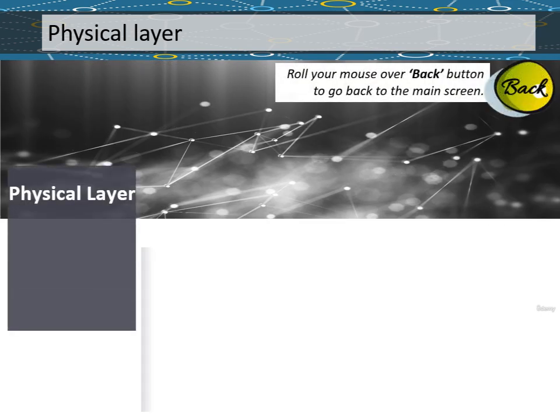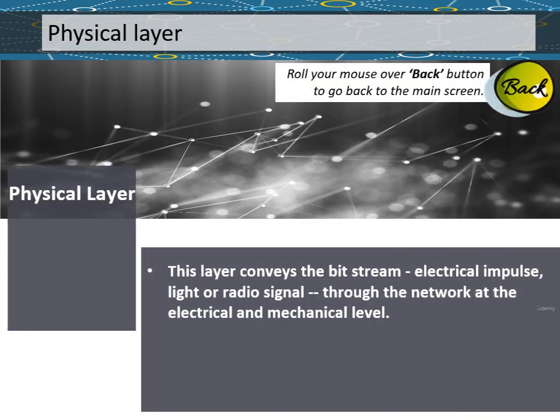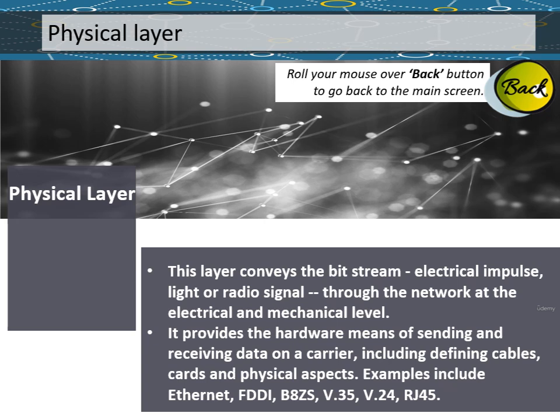Physical layer. This layer conveys the bit stream, electrical impulse, light or radio signal through the network at the electrical and mechanical level. It provides the hardware means of sending and receiving data on a carrier, including defining cables, cards, and physical aspects. Examples include Ethernet, FDDI, B8ZS, V.35, V.24.